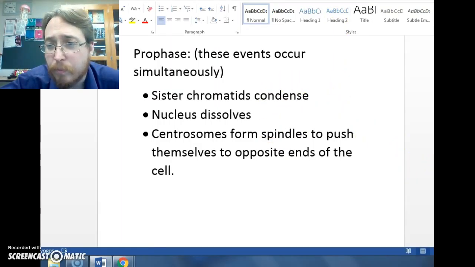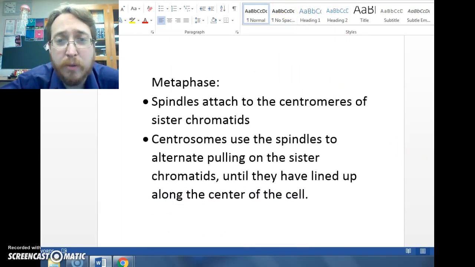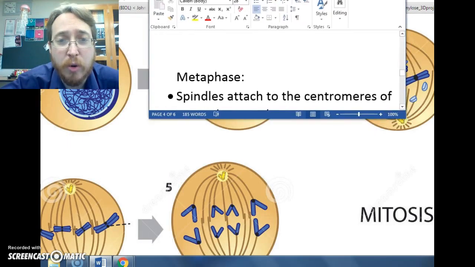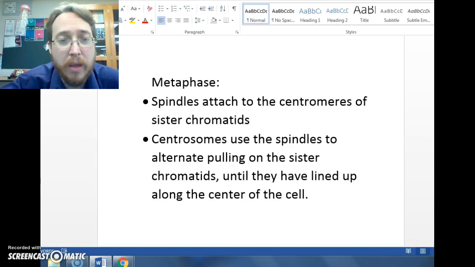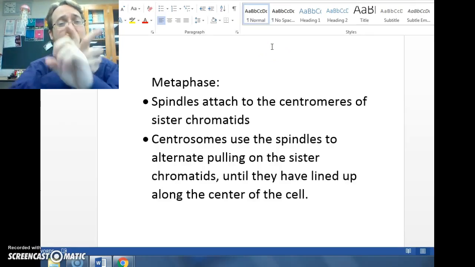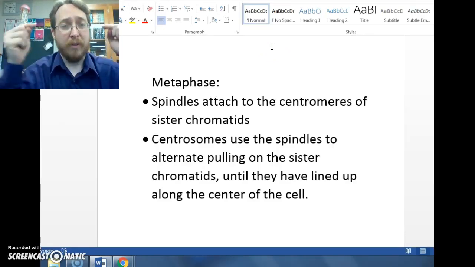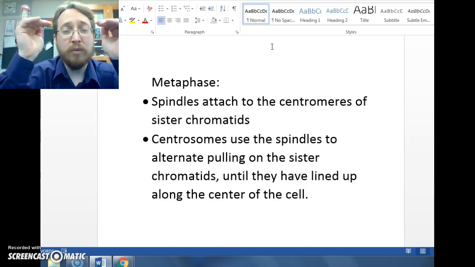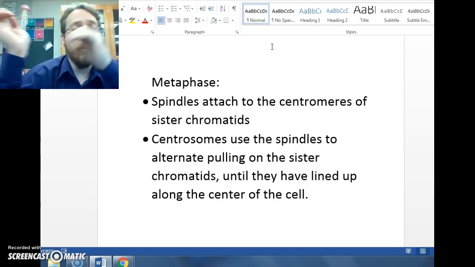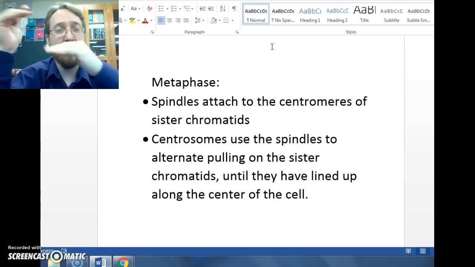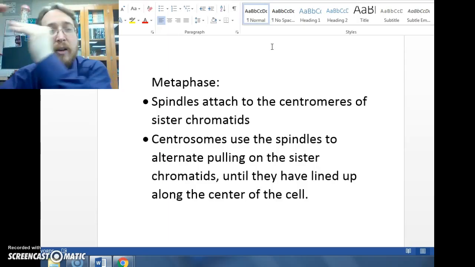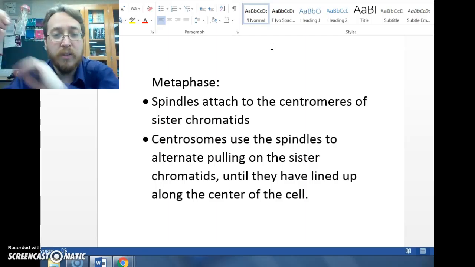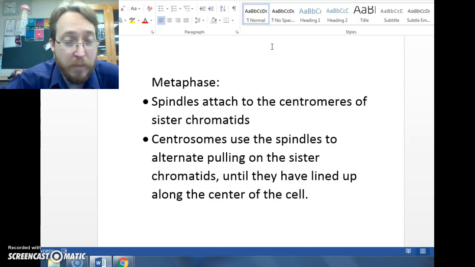metaphase. In metaphase, the spindles attach to the centromeres of sister chromatids. Whoa! Okay, the spindles attach to the centromeres of sister chromatids. The centromere is that attachment point, so the sister chromatids are attached to each other, and the centromeres also attach to that. Now, the centrosomes then use the spindles to alternate pulling. So they do this sort of like back and forth, taking turns pulling on the chromosomes until they can get the chromosomes in the middle of the cell where they need to be.